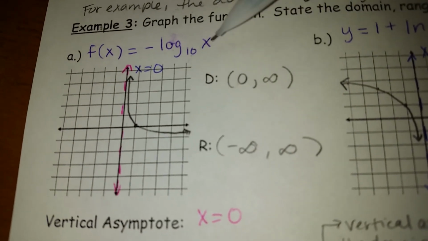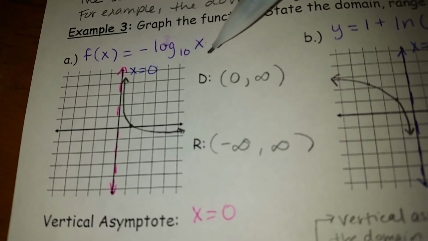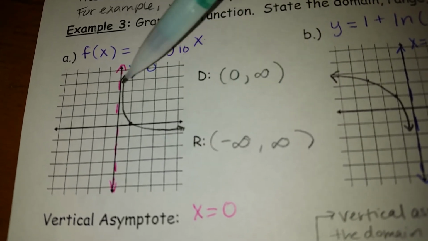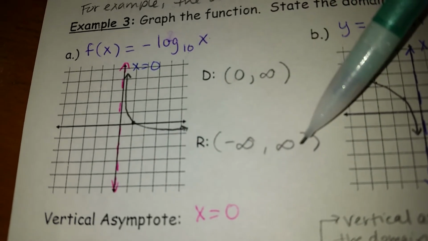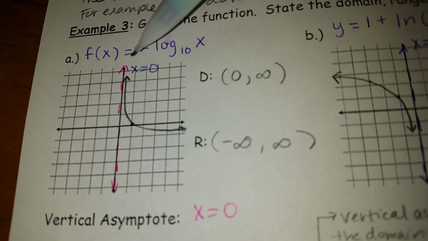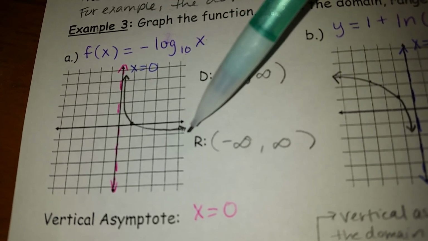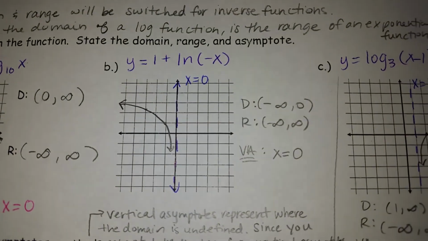Now remember, this is an inverse from an exponential. For exponential, we had horizontal asymptotes, we had y equals. Now we're going to have vertical asymptotes, we're going to have x equals. And then your range is going to be all real numbers. So this is going to keep going to positive infinity, and this will slowly keep going down to negative infinity. All right, so let's try the next one.